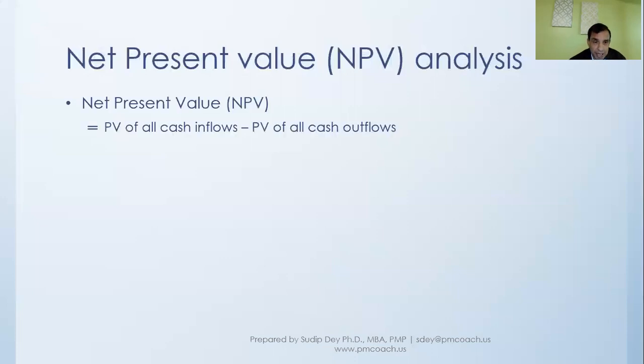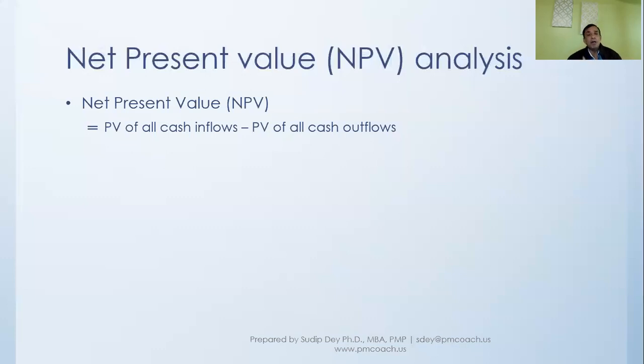So let's take an example. Okay, first of all, the way we do that is net present value is equal to present value of all cash inflows minus present value of all cash outflows. So we are talking about present value.